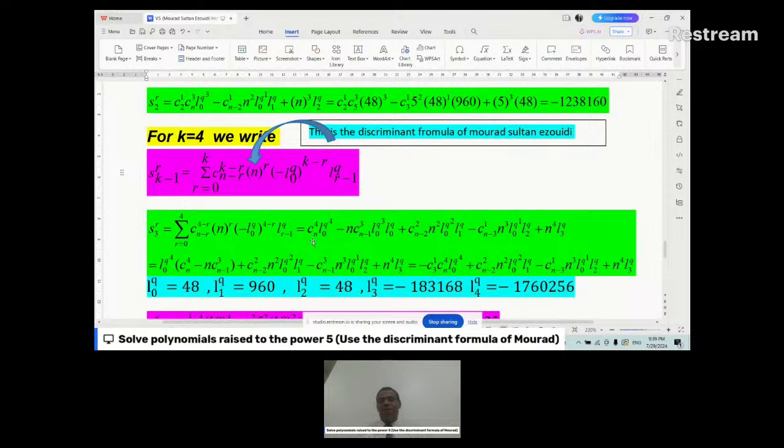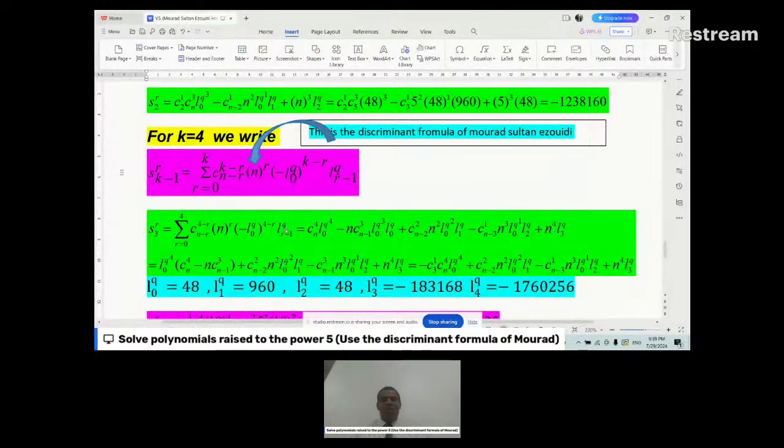When r equals 0, we'll get n choose 4, L0 for dq raised to the power 4, minus combination n minus 1, choose 3, times L0 for dq raised to the power 3, times L1 of 4 dq, plus combination n minus 2, choose 2, n squared, times L0 for dq raised to the 2 times L1 of 4 dq, minus combination n minus 3, choose 1, times L0 for dq times L2.